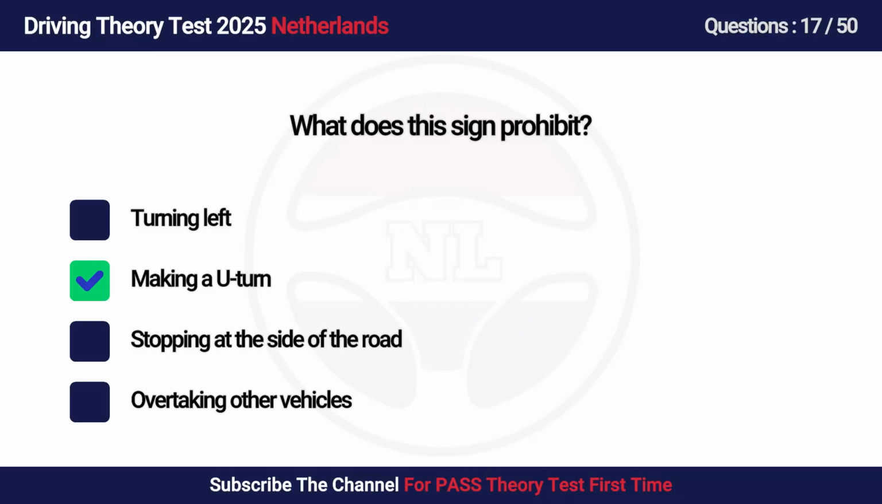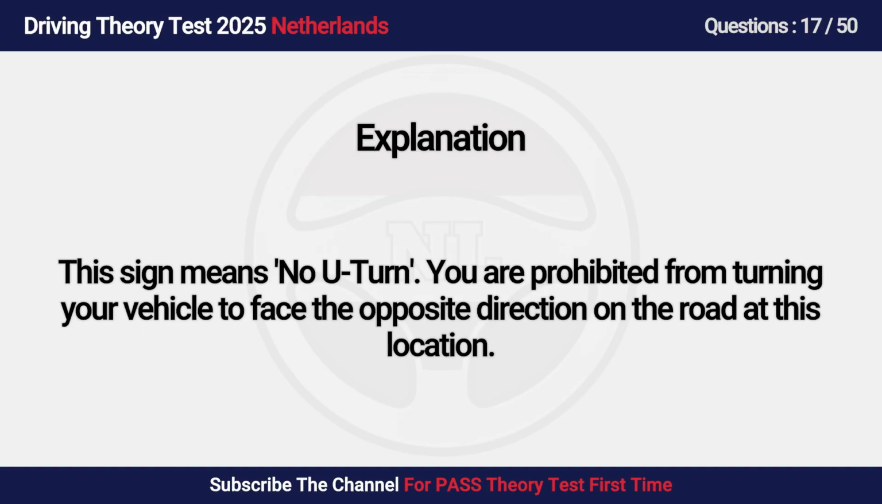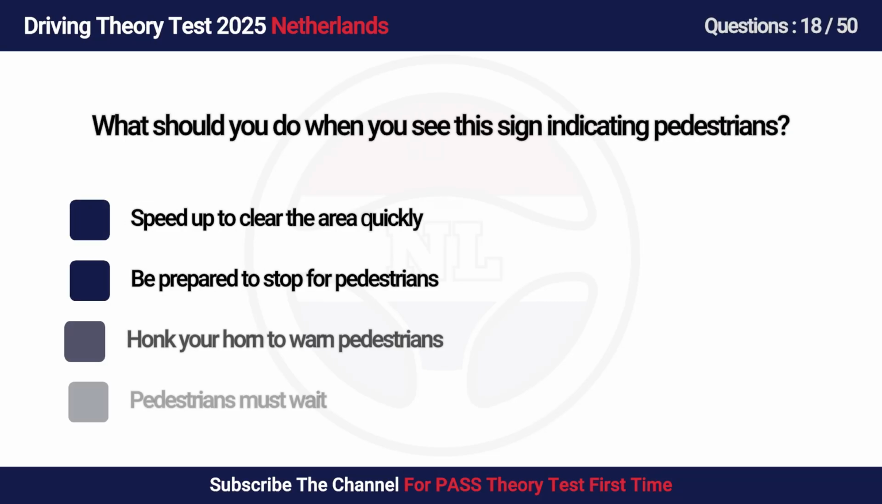Answer is B. Making a U-turn. This sign means no U-turn. You are prohibited from turning your vehicle to face the opposite direction on the road at this location. Question 18. What should you do when you see this sign indicating pedestrians?